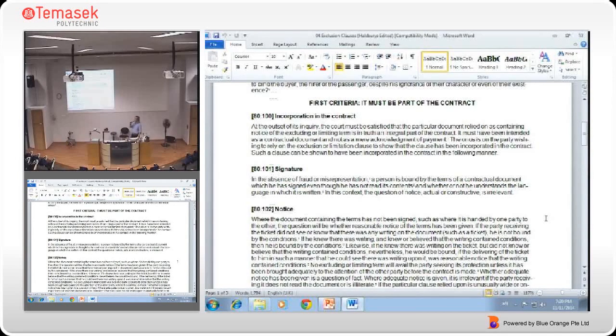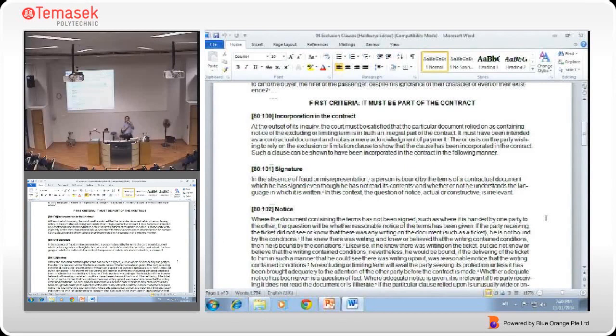Okay, so when you say onus, what do you understand from that word onus? Have you come across the onus of proof? Yeah, kind of. So it's the responsibility to prove. Alright? So here, the responsibility to prove that the exemption clause is effective is on the person who's relying on it. So it's like that, alright?